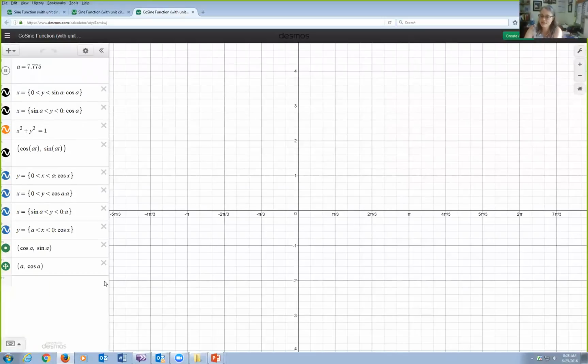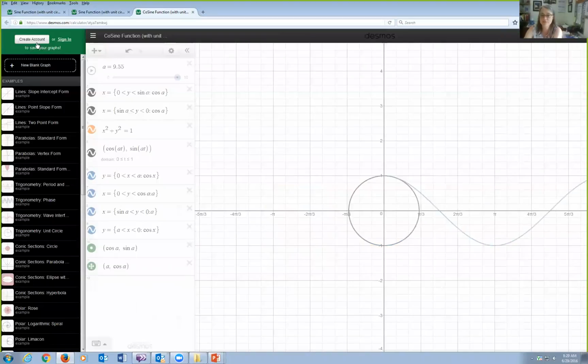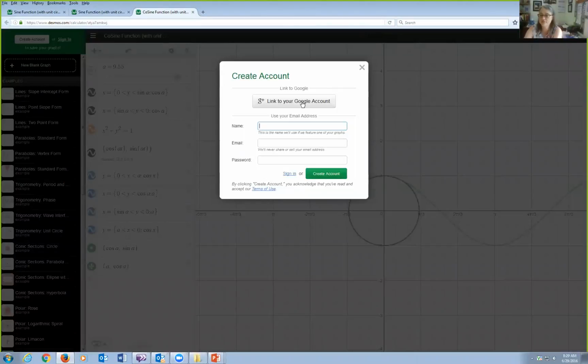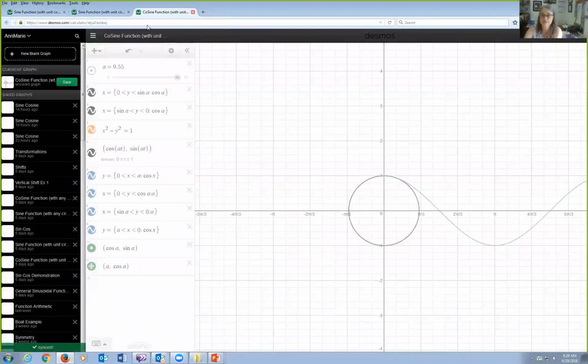So remember that the cosine is related to the x-coordinate. So when we start down here with my point at 0 on x, and then we go forward, well, we're going backward. But other than the fact that it is shifted, it looks significantly similar to sine. So let's take a look at that. Let me open up a blank graph.